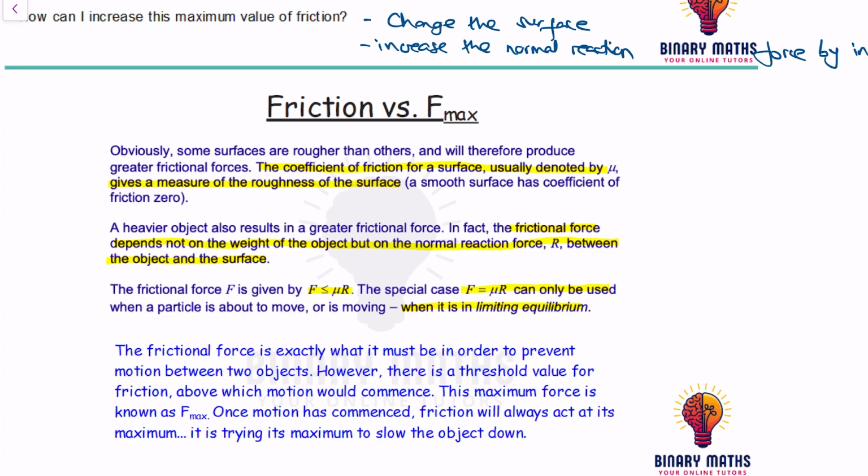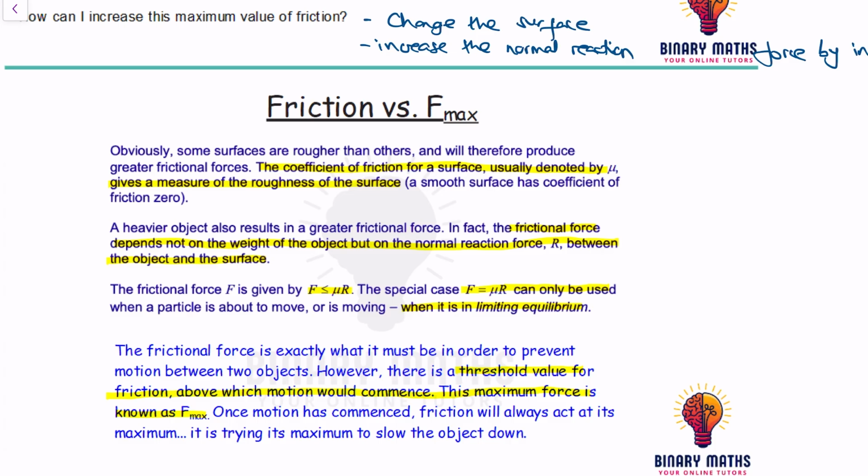This maximum force is known as Fmax. So the threshold value for friction above which motion would commence is called the maximum, Fmax. Once motion has commenced, friction will always act at its maximum, trying to slow the object down.